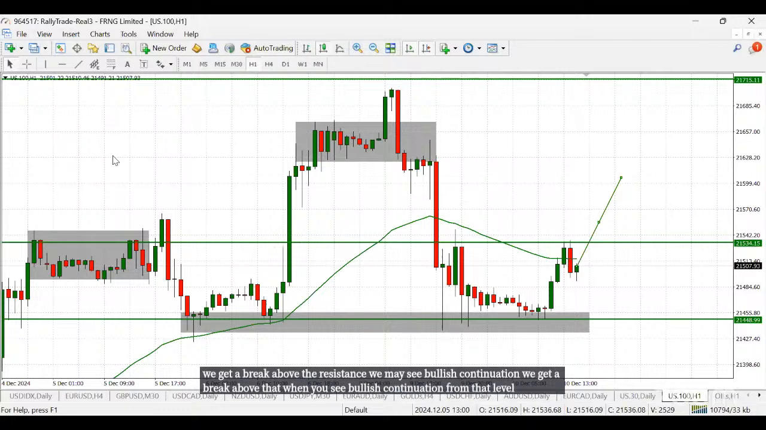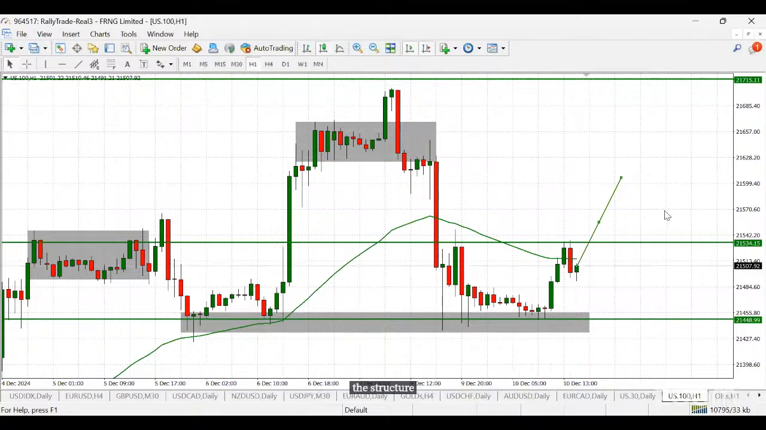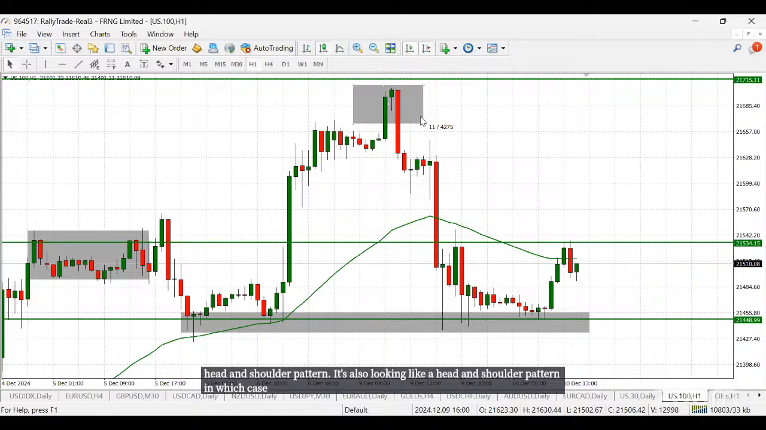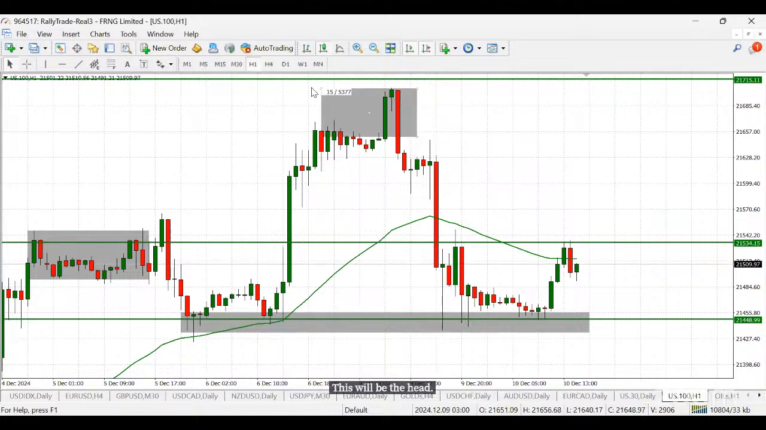And then if you look at the structure we also have here, it's also looking like a head and shoulder pattern, in which case this will be the head. If you have been following this forum, of course, we have used this pattern quite a number of times to see fantastic trade opportunities. We got it on EUR/AUD, we got it on gold, we got it on USD/JPY as well. So now we're seeing a similar pattern here.